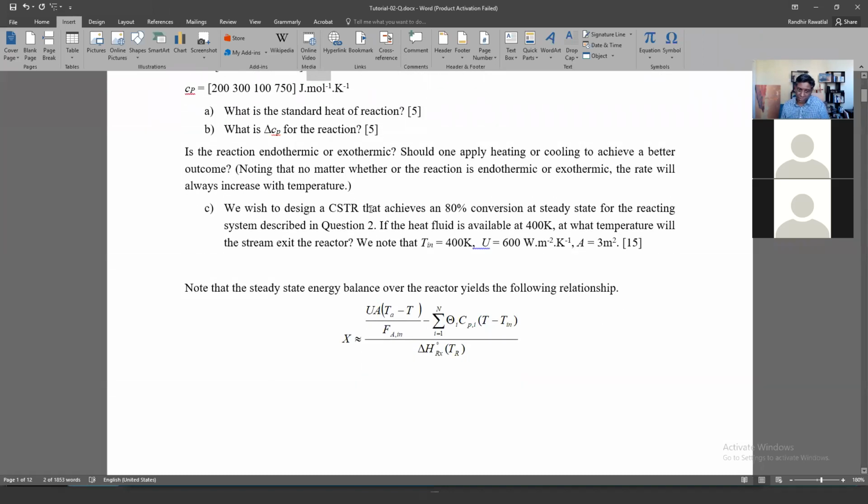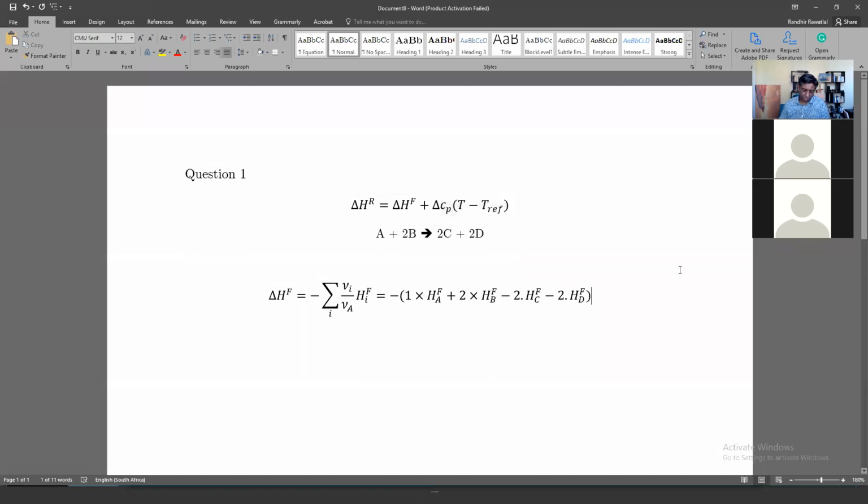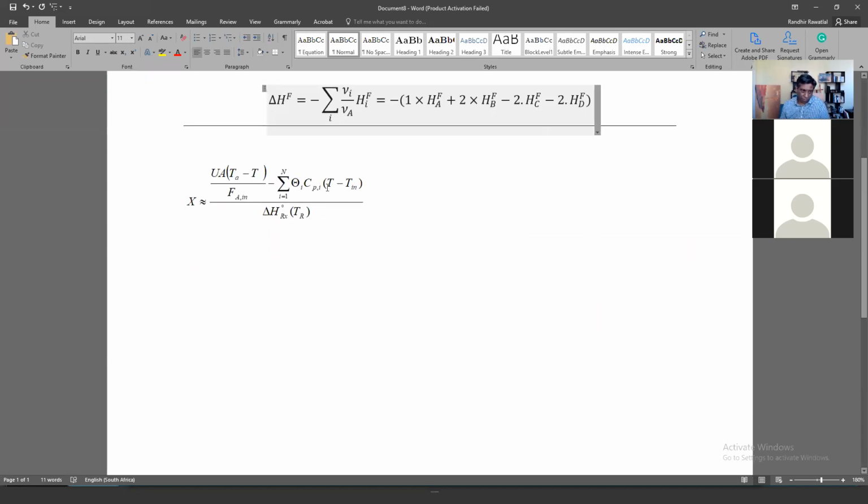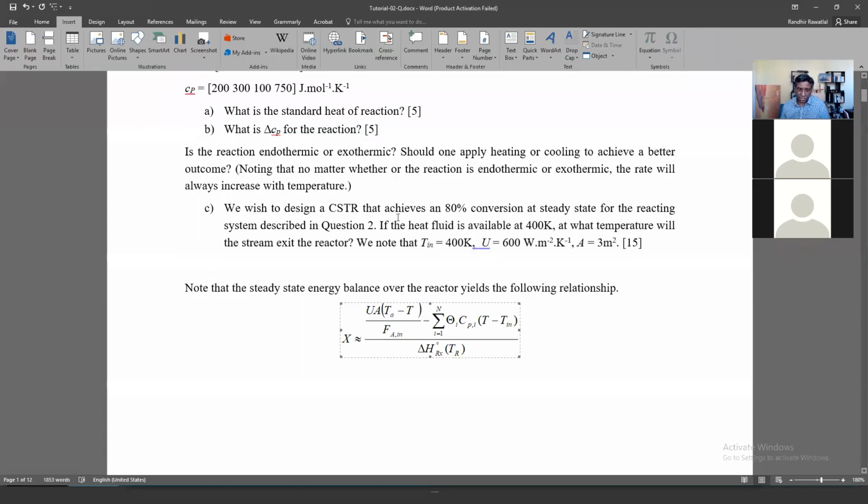Okay, so now we want a CSTR that gives us 80% conversion at steady state for that same problem. And then we are given specifics about the heating here. So let's just copy this energy balance here. And let's just separate that a bit. Okay, so we want to solve for the exiting temperature. So we are told that the CSTR will exhibit an 80% conversion. And then we do have a heating fluid at 400 Kelvin. And what's the temperature leaving the reactor?